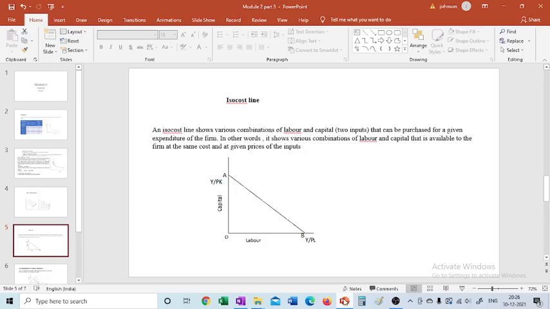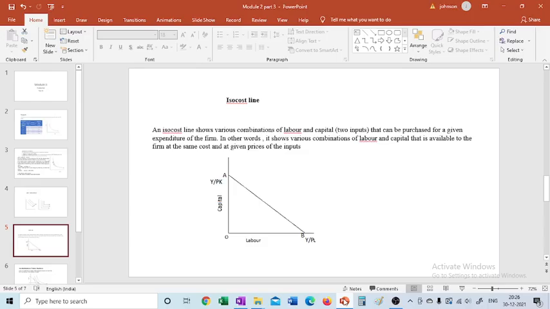So if you take any point on the iso-cost line, it gives one particular combination of labor and capital. So if you take any combination, the total expenditure we are spending for that particular combination will be the same. Wherever you are taking the combination, the total money spent by the producer will be the same, or the cost is the same. That is an iso-cost line.